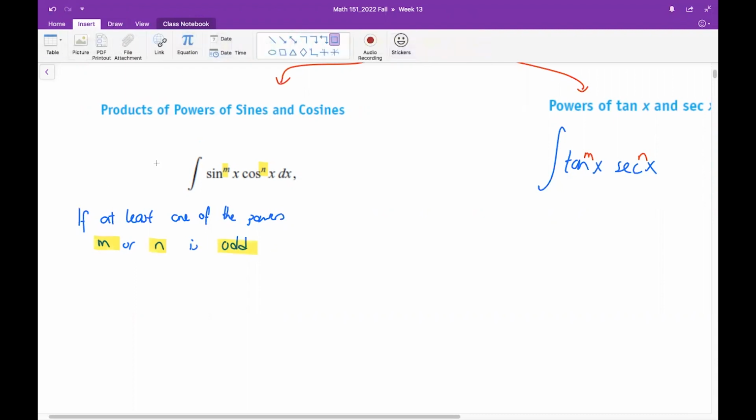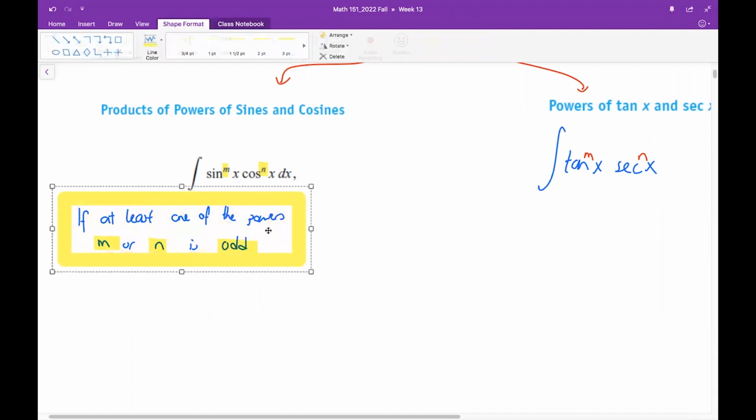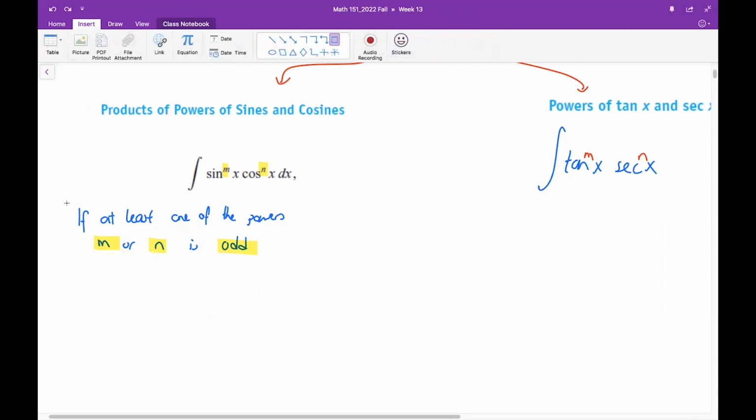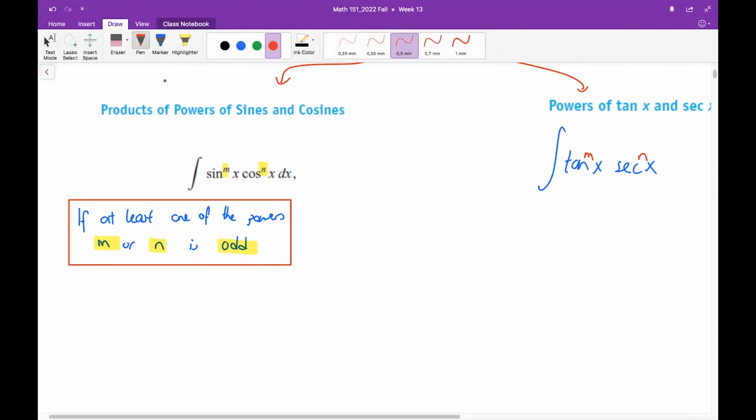So let me emphasize this case. Okay, what happens in this case? Let's say m is odd. You see, m is the power of the sine function. Then we will use a substitution to handle this integral. Of course, in both cases, we will be using a substitution to evaluate the integral, and we are covering now which substitution will work for each case. So if m is odd, m being the power of the sine function, then you will use this substitution.